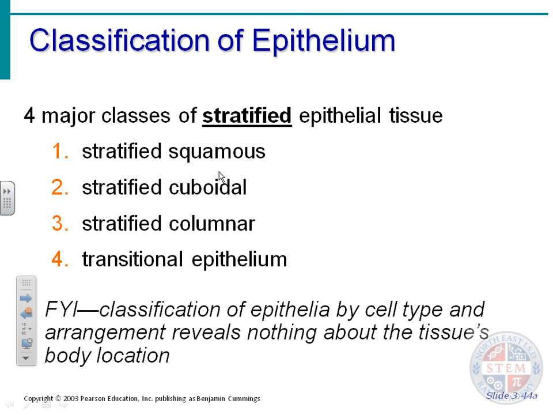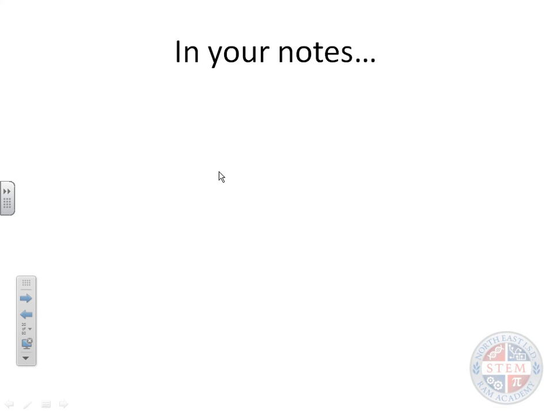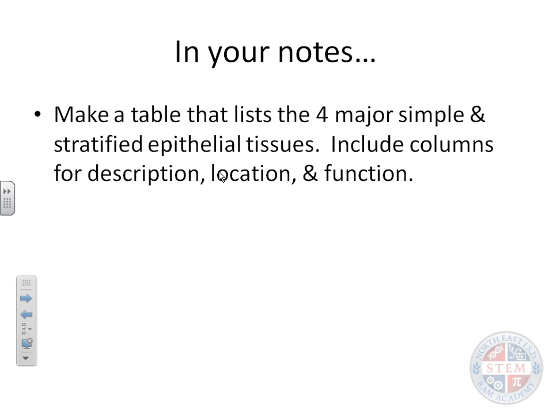Classification of epithelia by cell type and arrangement reveals nothing about the tissue's body location, because these can be found all over. So now what I'd like you to do in your notes is make a table with the four major simple and stratified epithelia, including columns for descriptions, locations, and functions. And that will end our first video.